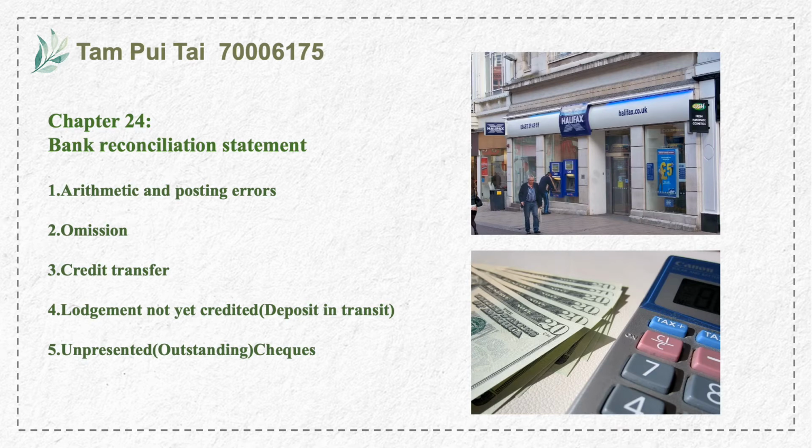Number 5, unpresented cheque. It refers to an item issued by the firm that has not yet appeared on the bank statement. In the firm's books, items are recorded when they are issued and not when they are presented for payment. However, they will not appear on the bank statement until they are presented and cashed.